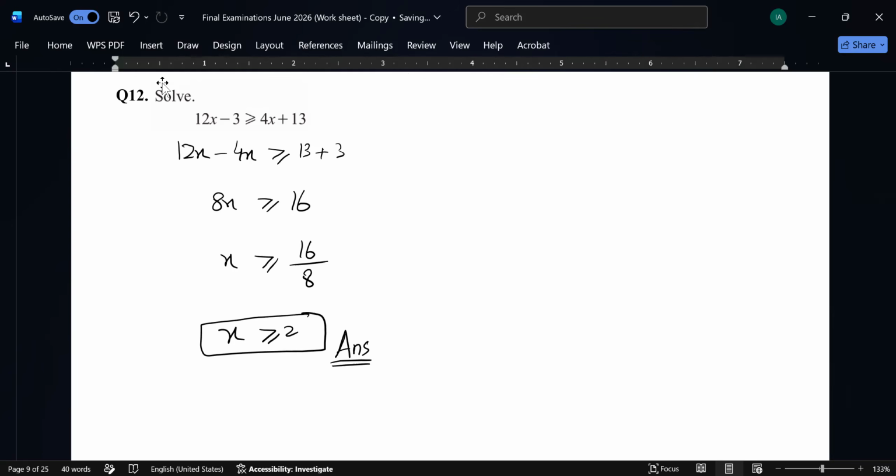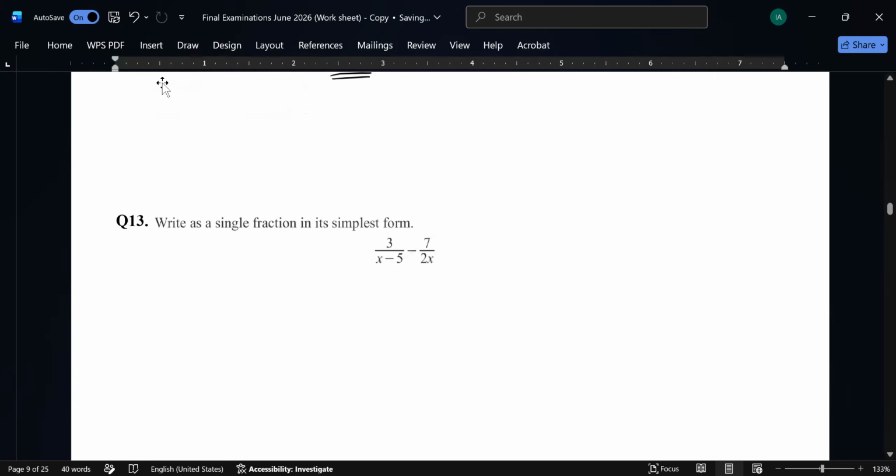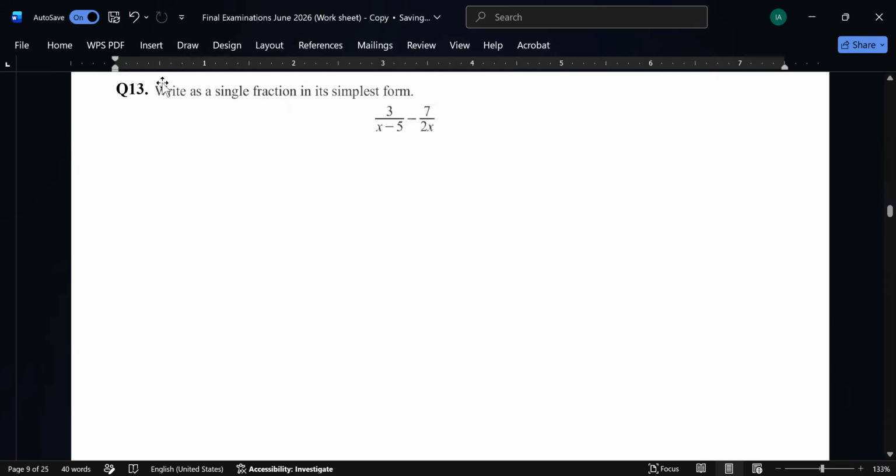Okay, let's take the next question, 13. Write as a single fraction. Yes, for sure, by taking the LCM. There's no other way. So 3 times 2x minus 7 times (x minus 5), divided by the two denominators multiplied with each other.